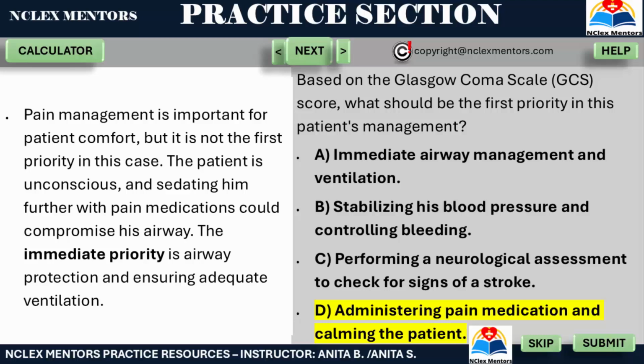So the key takeaway from this video is, in cases of altered consciousness, for example, low GCS, airway management is the most immediate concern. Once the airway is secured and the patient's respiratory status is stabilized, attention can be turned to addressing other life-threatening conditions, including bleeding, shock, and further neurological assessment.